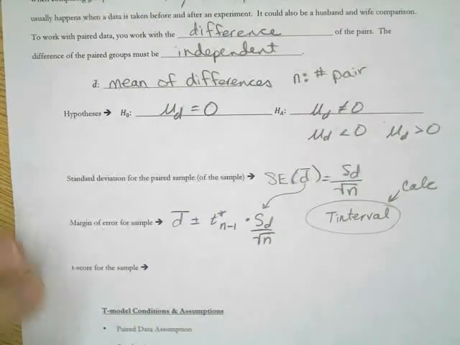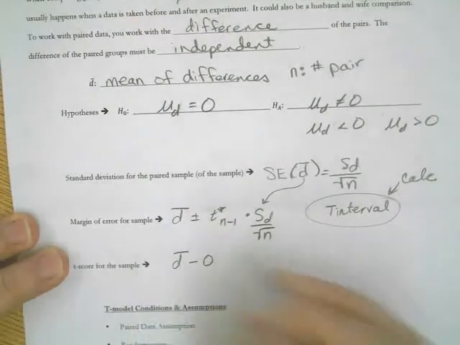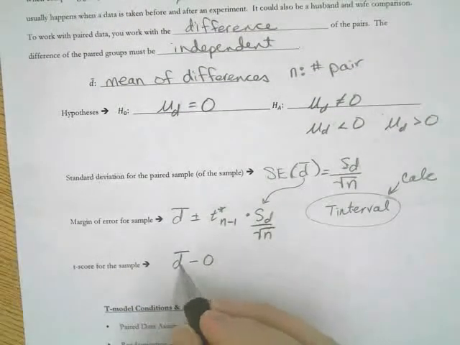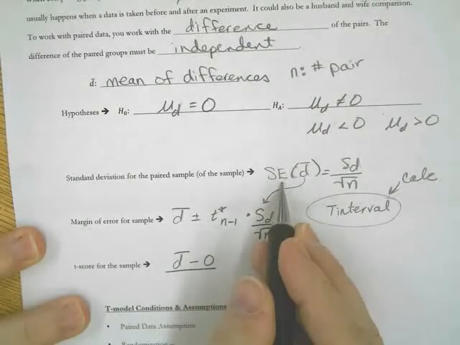The t-score for the sample is the mean minus 0, because, again, the difference we're going to compare to is 0, over the standard error, which is right here, the standard deviation for the sample. So it's this.